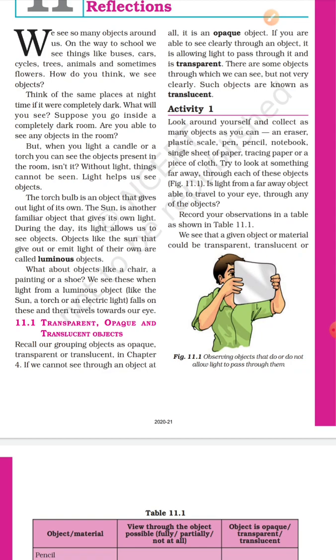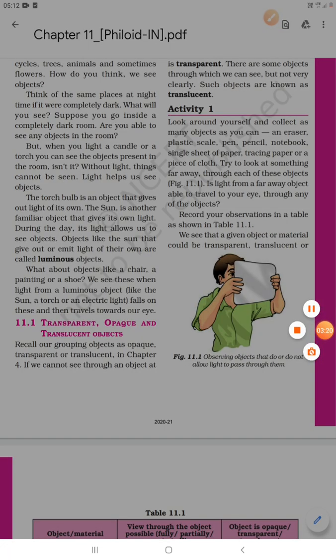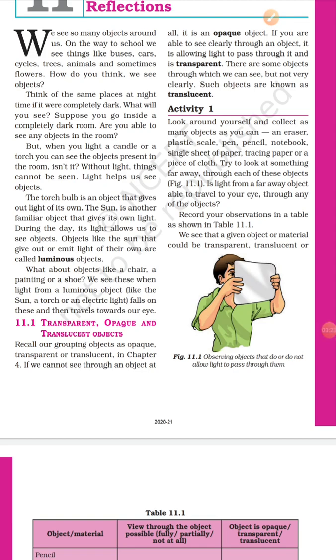And what about translucent? There are some objects through which we can see but not very clearly. Such objects are known as translucent. You can say they allow very little light to pass through. Sunglass and vegetable oils are examples of translucent objects. We can see through these but not very clearly, so such objects are called translucent objects.